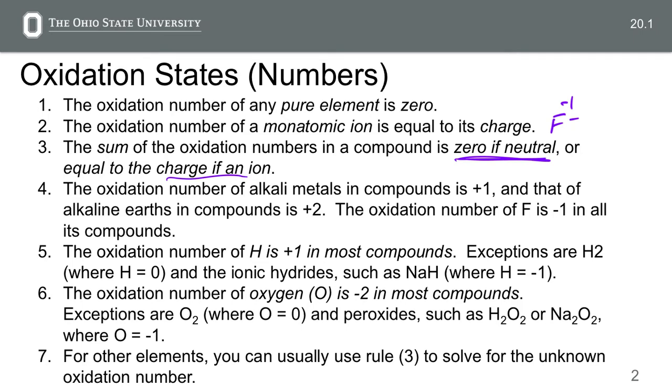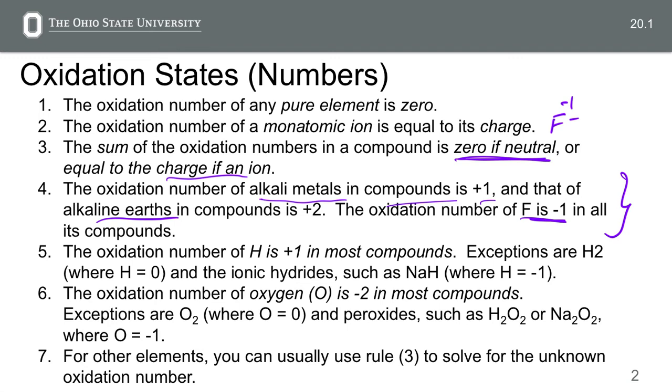But there are a number of useful things to remember so you don't have too many unknown oxidation numbers. If we have an alkali metal in a compound, the oxidation number is +1, so sodium, potassium, for instance. If we have an alkaline earth, it's +2, magnesium, calcium. And then here's our fluorine. Fluorine is -1 in all of its compounds. So these are things you're going to want to be familiar with.